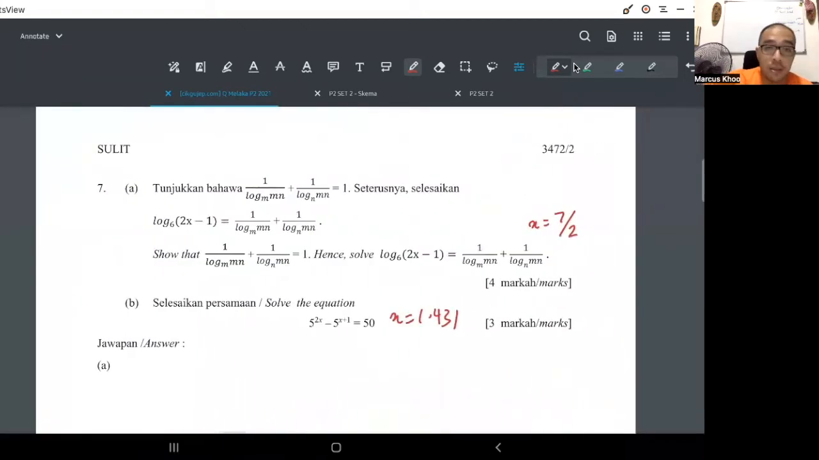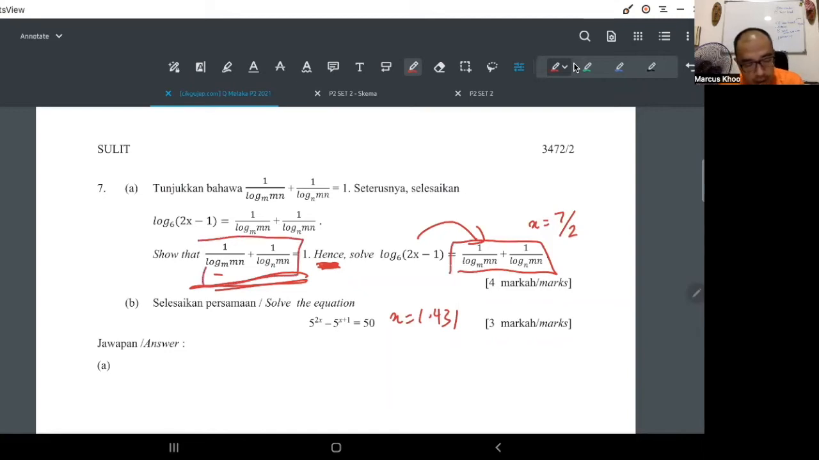Number 7, show that this one, log m n, then somehow equals 1. How frustrating is this question? Now, I'm not going to show this to you first, but what I want you to see is the hence question. What does this hence mean? Hence means you can use the proof without even proving it. You probably lose 1 or 2 marks for not being able to prove it, but you can still use the proof to answer this question. You see that this is exactly the same as this.